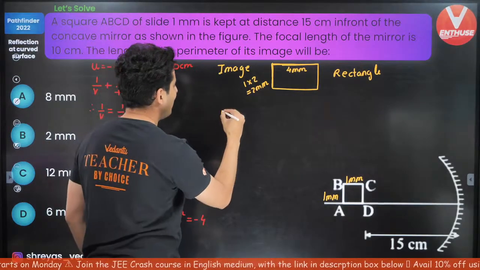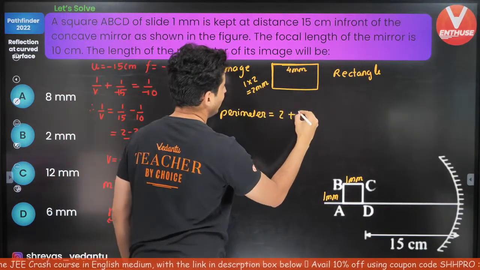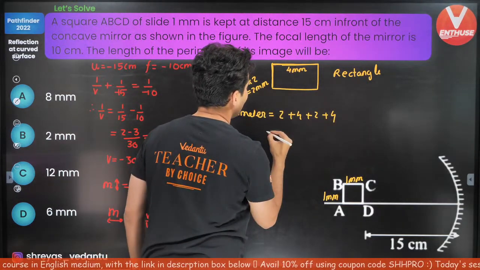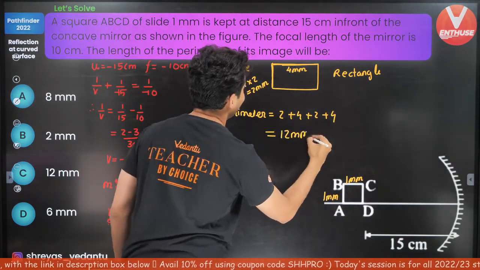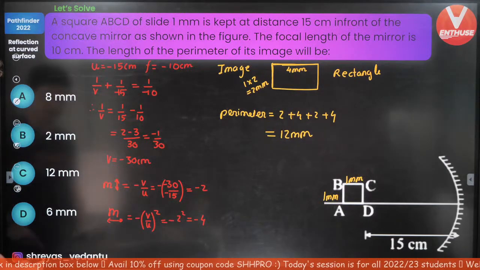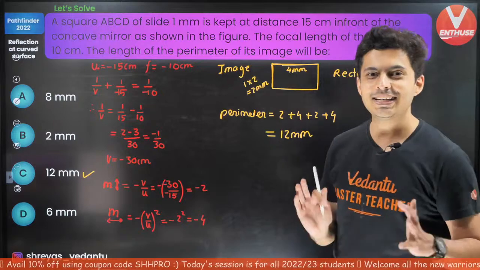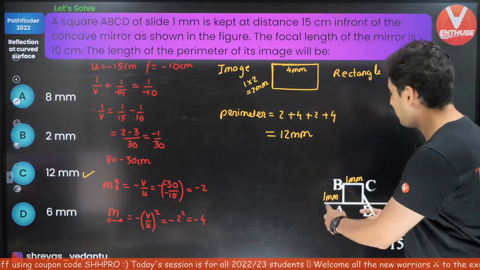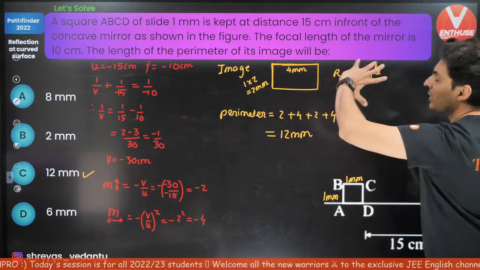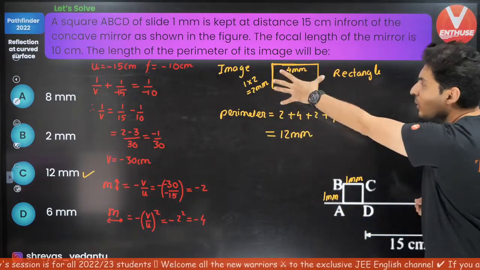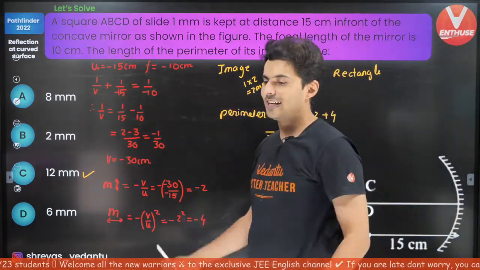And now the perimeter will be nothing but 2 plus 4 plus 2 plus 4. 2 plus 2 is 4, 4 threes are 12. So 12 millimeters. That's the answer. Is it there somewhere? Yes, it is. The brilliant thing about the question was, you needed both the magnifications, one along the height, one along the length, and then you needed to re-visualize how the image is going to look. It looks like a rectangle, so length plus breadth plus length plus breadth is going to be the answer.